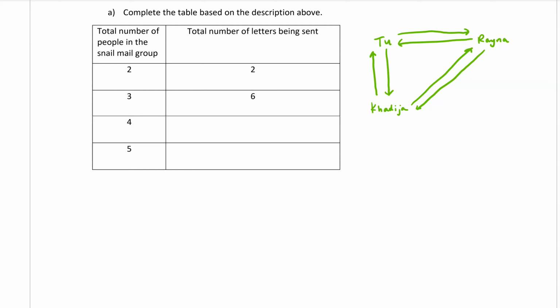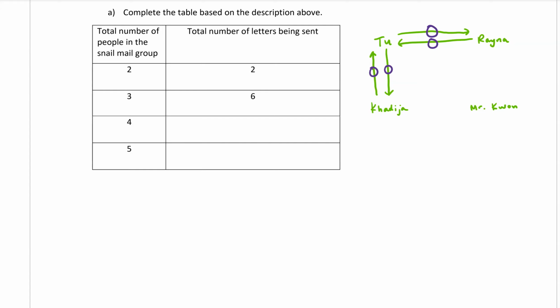So if I were to count all of those letters being sent, there would be 1, 2, 3, 4, 5, 6 of them. Well, what if I wanted to add a 4th person? Because we want to fill out the next table row, and so I'm going to go ahead and throw in a 4th person. So let's say that person is me. So here's Mr. Kwan. I want to get in on the action.